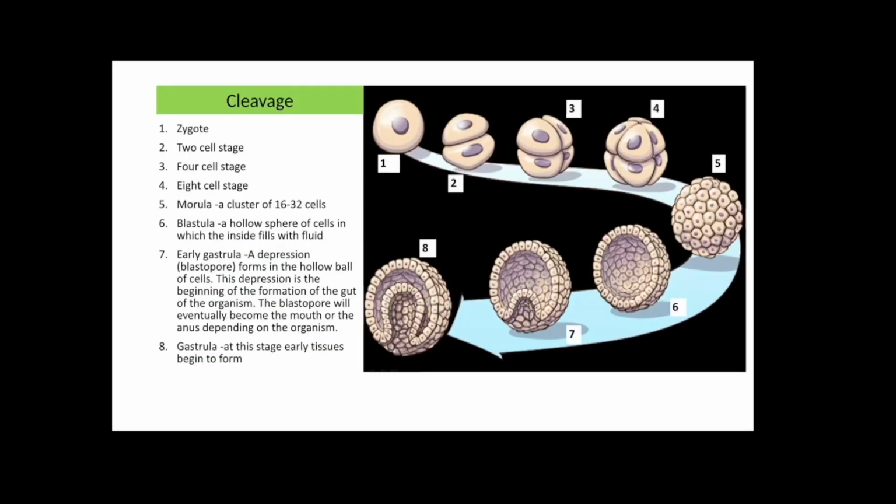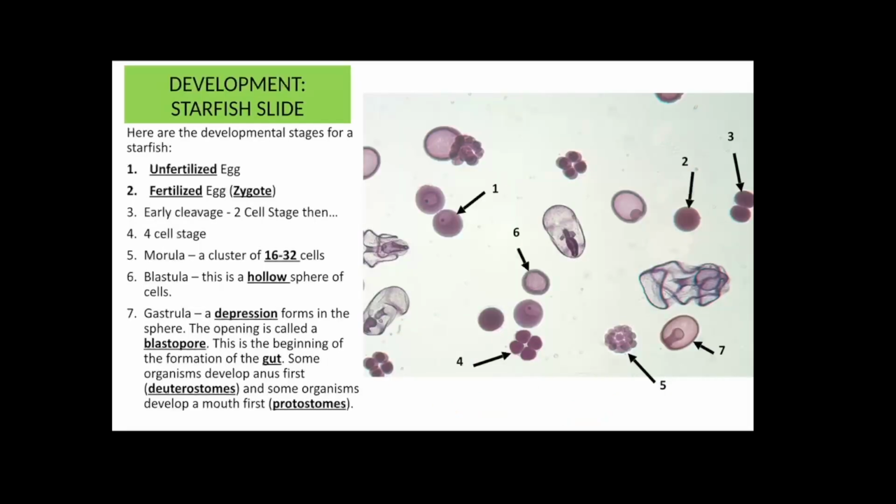So here's that process. It goes from a zygote to a two-cell stage, 4-cell, 8-cell, right? Each cell is dividing, so it's doubling and doubling until eventually we get to a morula, which is that cluster of 16 to 32 cells. Then it goes to a blastula, where it gets more hollow, and then an early gastrula. As we get into these steps, we start to develop, if it's triploblastic, these 3 germ layers, depending on what kind of organism it is. And then at the gastrula stage, we start getting those tissues beginning to form from differentiation.